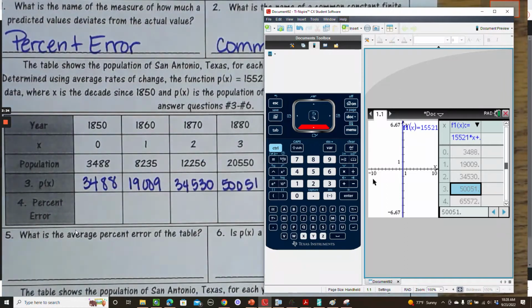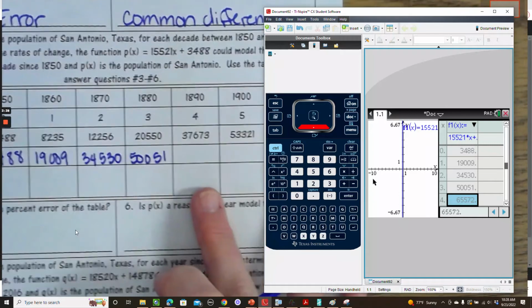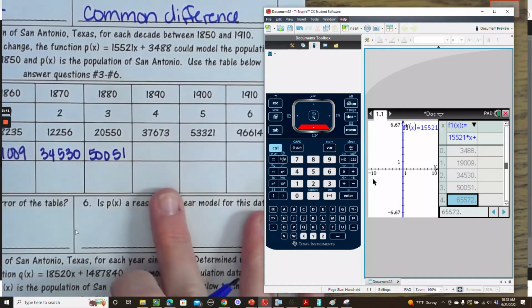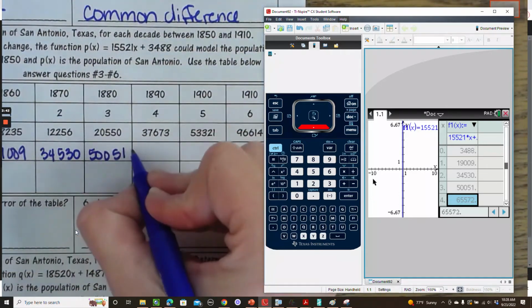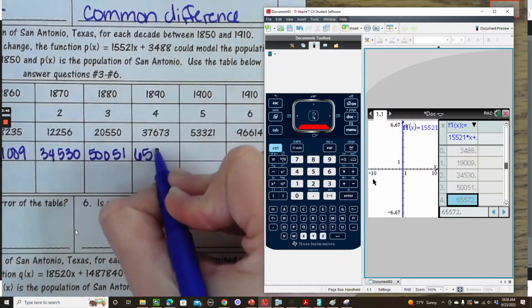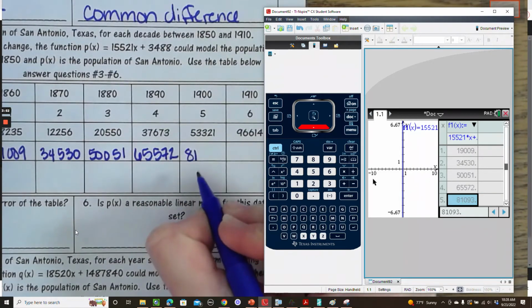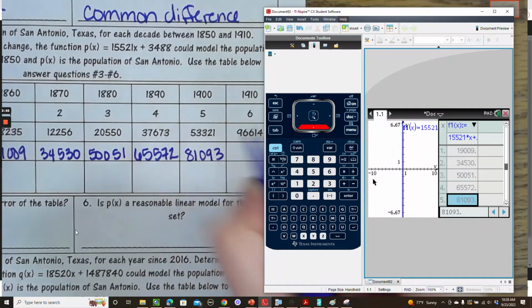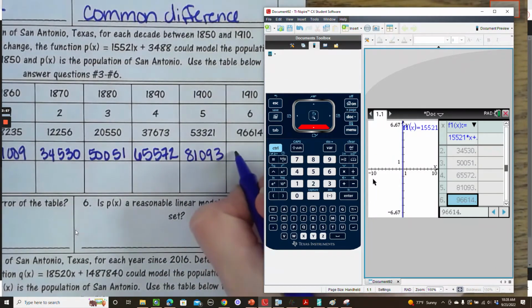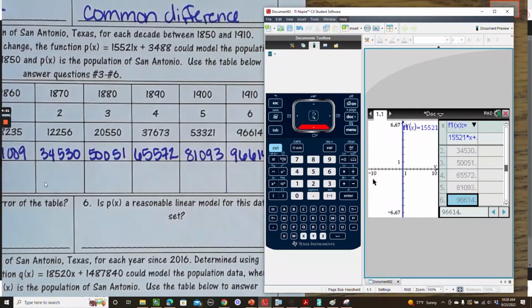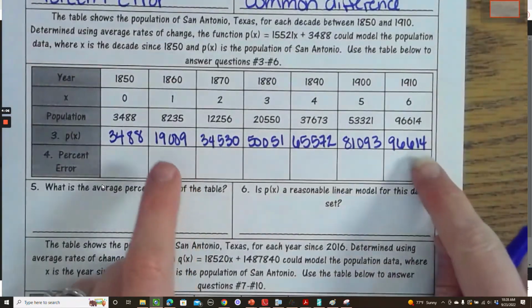50,051. 19,009. All right, 4 is 65,572. And then 81,093. And then 96,614.